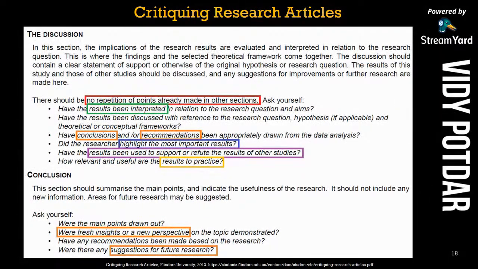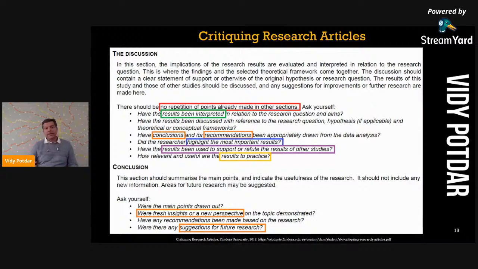Next, we look at the discussion and the conclusion section. Again, you can criticize each and every element of the study, but depending upon where you are going to write and how much space you have in the paper that you're going to write, you would have to be selective of what you can write. But having gone through this process is really important. So let's look into the discussion section now.